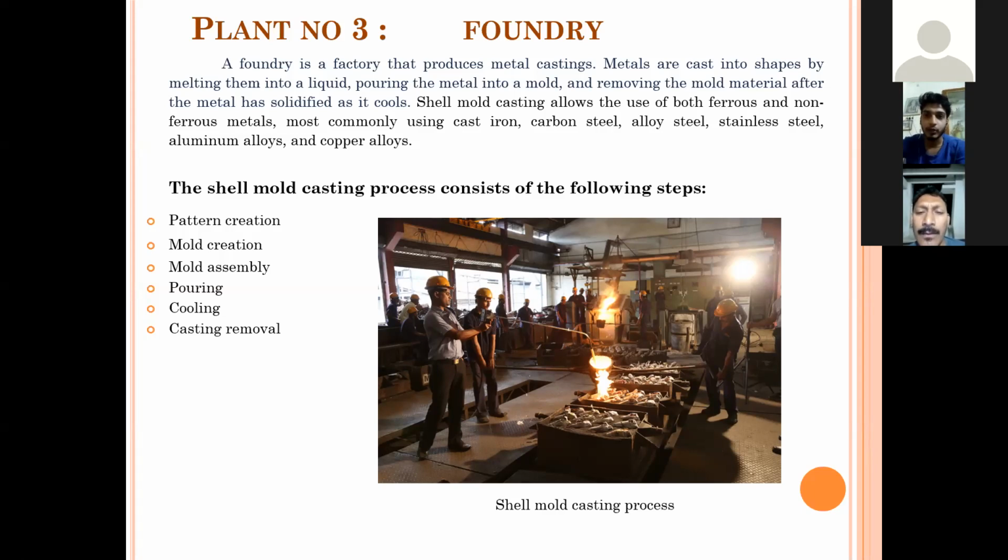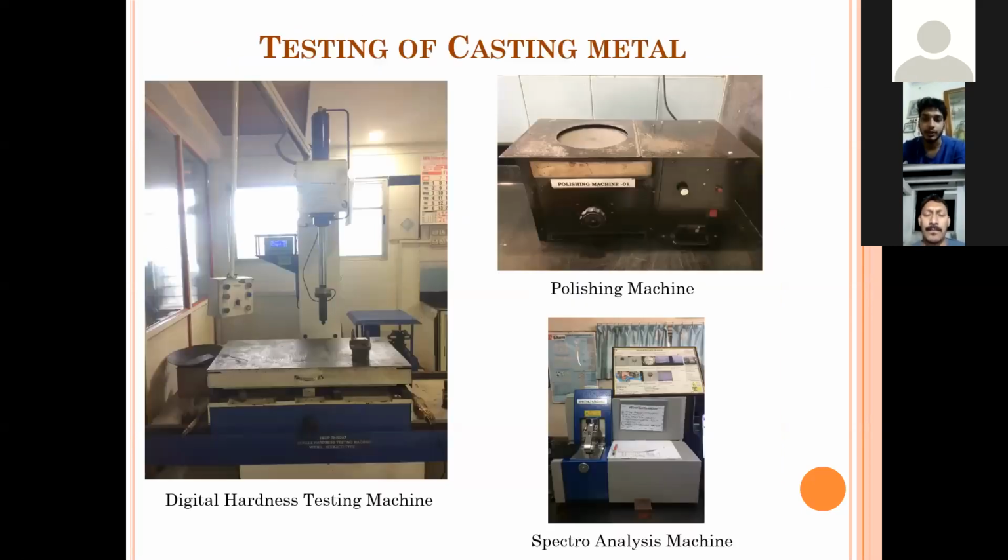According to the preparation of the metal or the alloy, the temperature of the furnace may vary from 500 degrees Celsius to 1600 degrees Celsius. Then the shell mold casting process consists of the following steps, sir: pattern creation, mold assembly, pouring, cooling, and then cast removal.